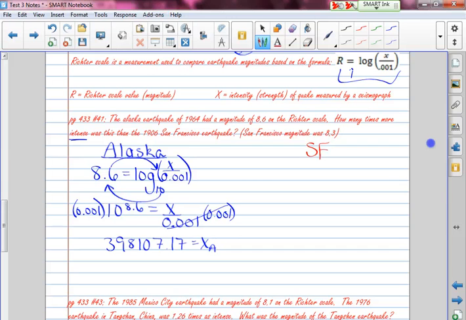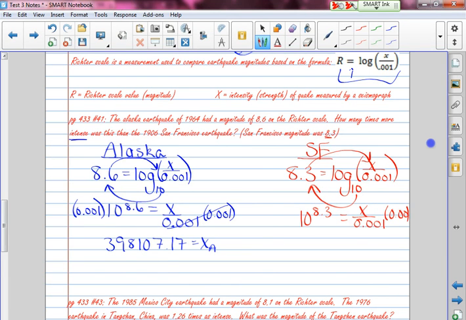So San Fran, I'm doing the same thing. This time, the magnitude is 8.3. So 8.3 equals log of X over 0.001. All right, you know the understood base is 10, and you do your cycle. So 10 to the 8.3 power equals X over 0.001. You need to get X by itself, so multiply by 0.001.